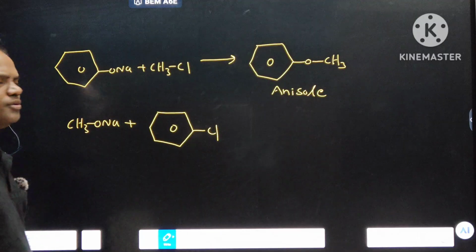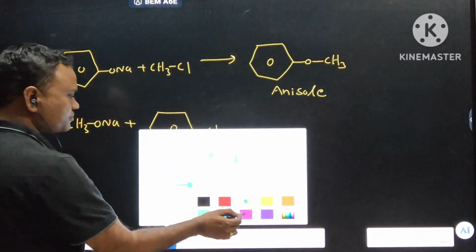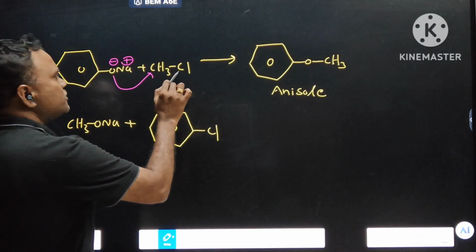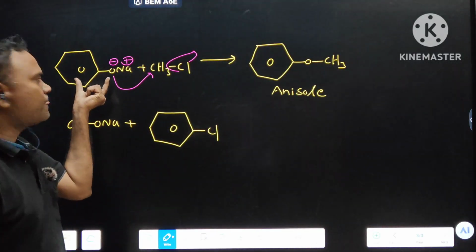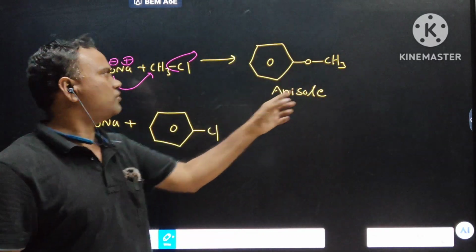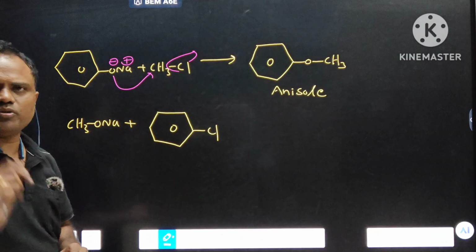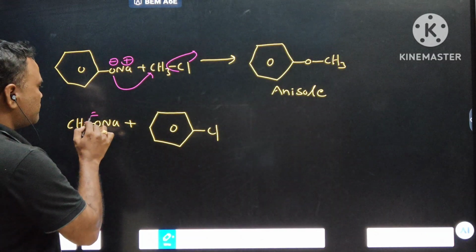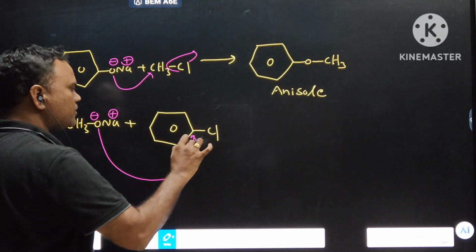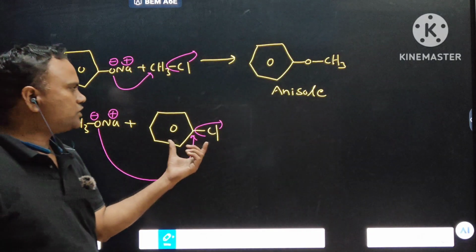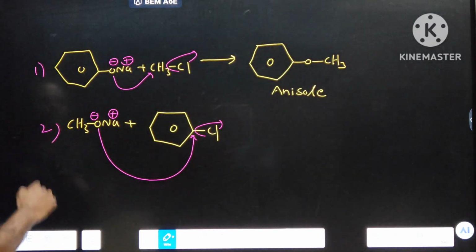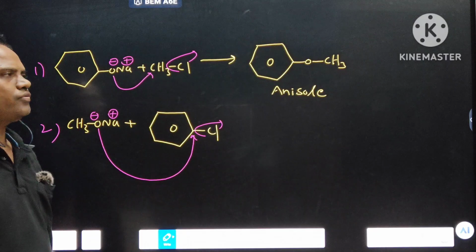I am explaining the possibilities. See here, oxygen with negative attaches to this carbon and Cl leaves. Then this O attaches to CH3, and you will get anisole. This combination is one possibility. Next, this is negative, this is positive. If O negative attaches to this carbon, it will go. In this case also we can get anisole. Which is the correct combination, 1 or 2? The first one.